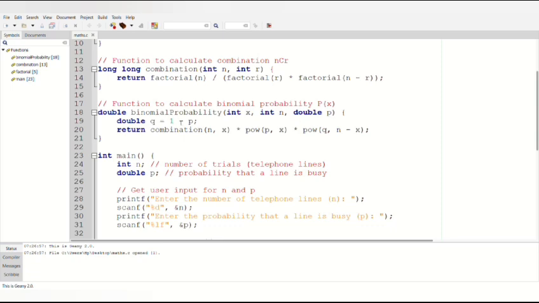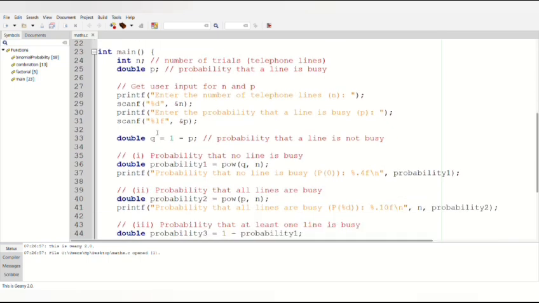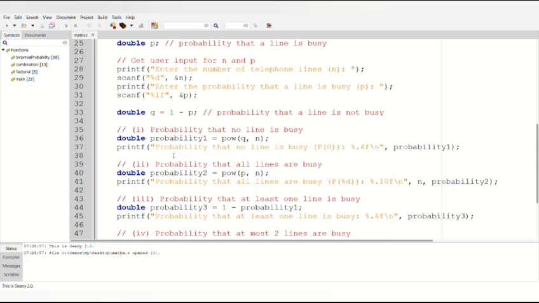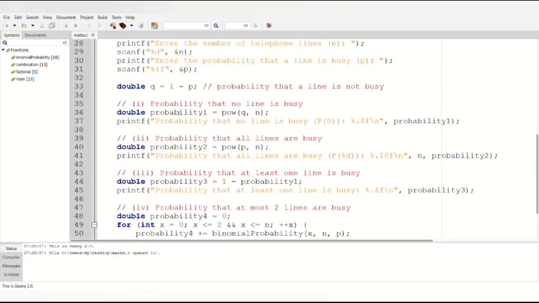It uses the combination function and the pow function. From user input, the program prompts the user to enter n, the number of telephone lines, and p, the probability that a line is busy. Calculations. Probability that no line is busy: P of 0 calculates q to the power n, where q equals 1 minus p. Probability that all lines are busy: P of n calculates p to the power n.